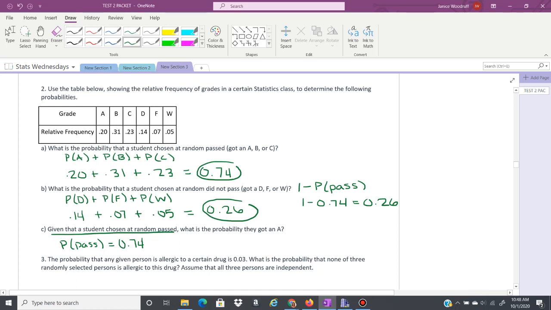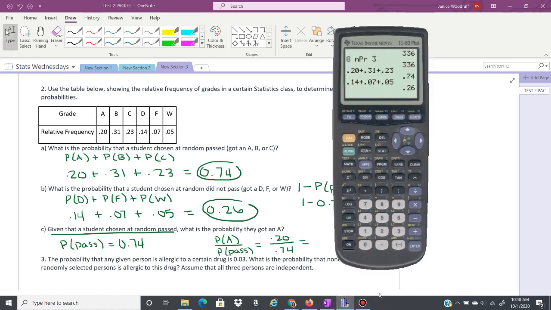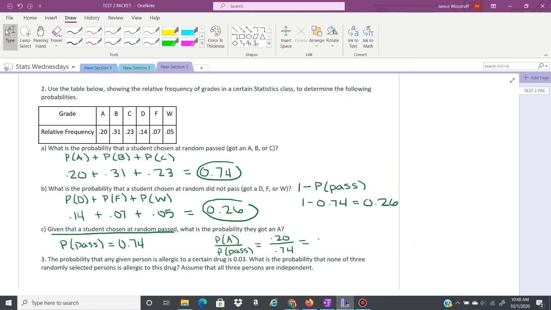So that's your denominator. So what you're going to do is the probability of an A over the probability that the student passed. So the probability that the student got an A is 0.20. Okay, the probability that the student passed, 0.74. Okay, so 0.20 divided by 0.74 is 0.27.